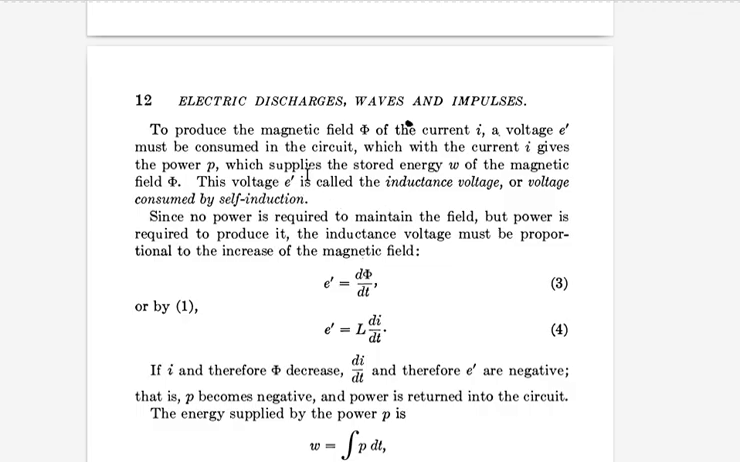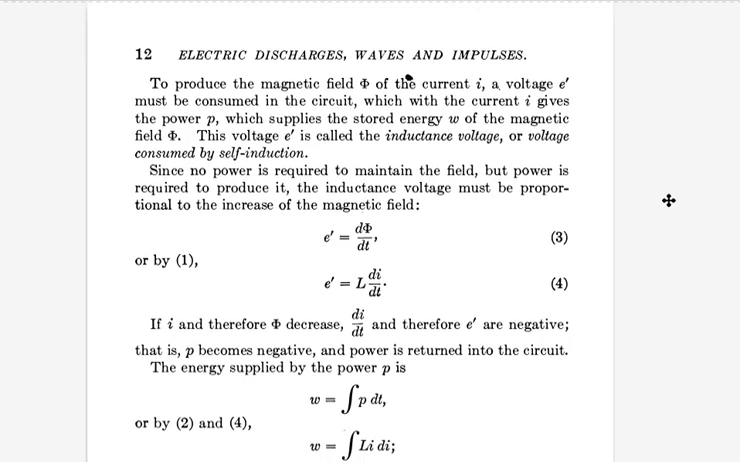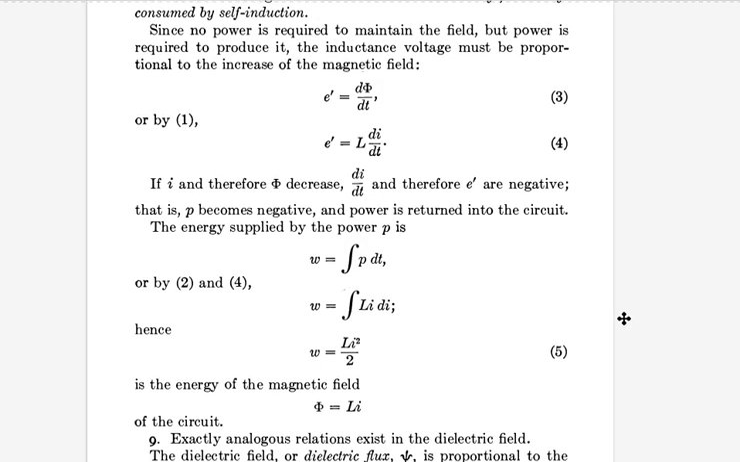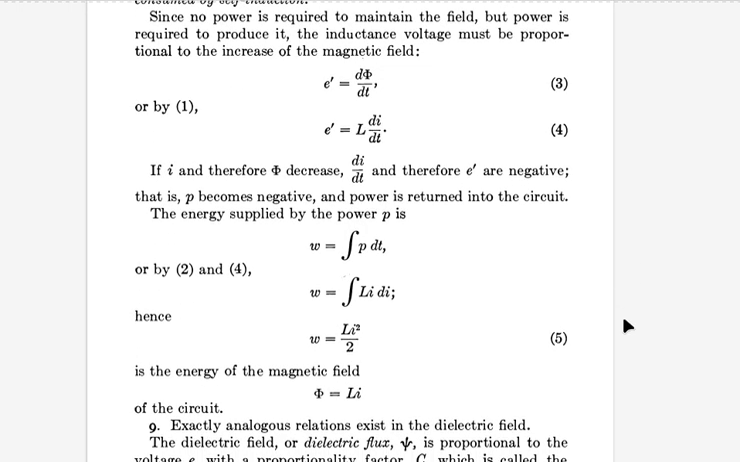This voltage E prime is called the inductance voltage, or voltage consumed by self-induction. Since no power is required to maintain the field, but power is required to produce it, the inductance voltage must be proportional to the increase of the magnetic field. E prime equals d phi/dt, or by equation 1, E prime equals L di/dt. If I and therefore phi decrease, di/dt and therefore E prime are negative. That is, P becomes negative, and power is returned into the circuit.